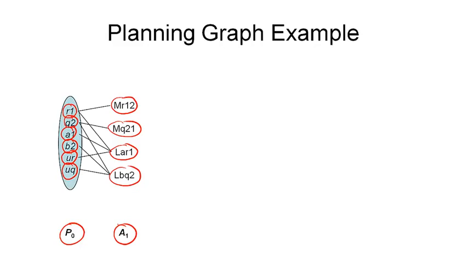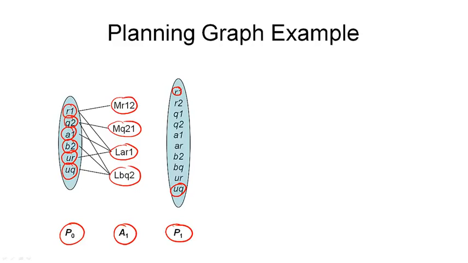Now, given our proposition layer P0 and our action layer A1, we can define our proposition layer P1, which contains all the nodes from P0 plus all the positive effects of actions in A1. And these are all those propositions we see here. Again, these are individual nodes, even if they're not shown as such. The blue background indicates what constitutes this proposition layer, and that is all that is in proposition layer P1.